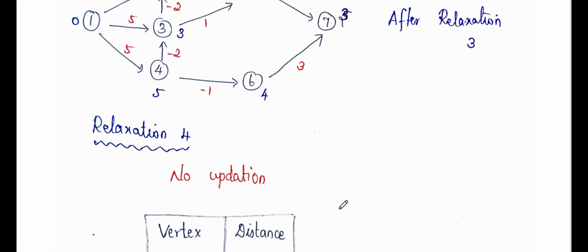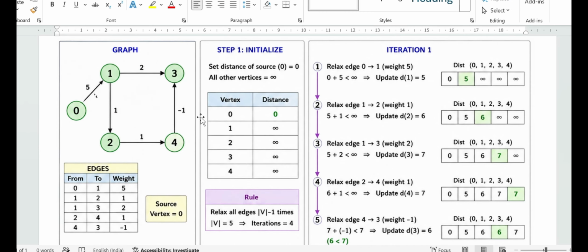Okay. So we'll explain one more concept. This is a very simple graph, right? So what are the edges? 0 to 1, 1 to 2, 1 to 3, 2 to 4, 4 to 3. This is present in the edges table. Here the source vertex is 0. So these are the weights.